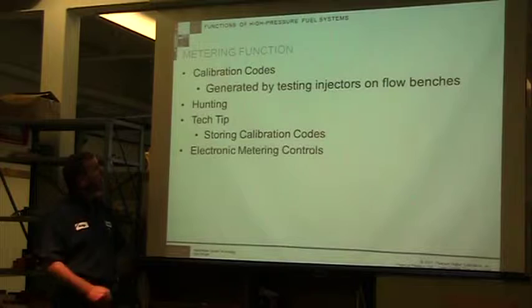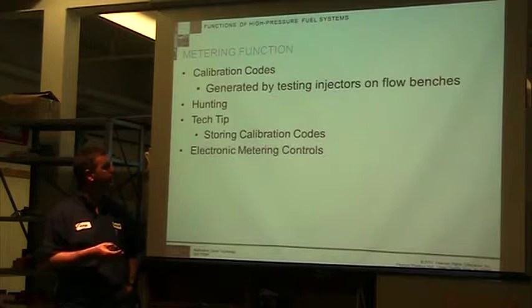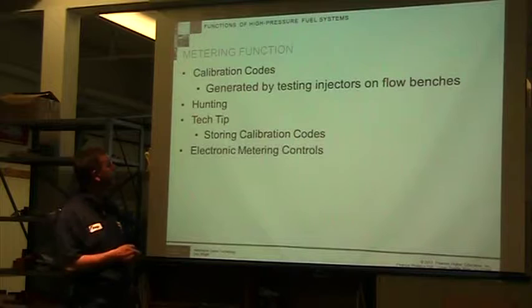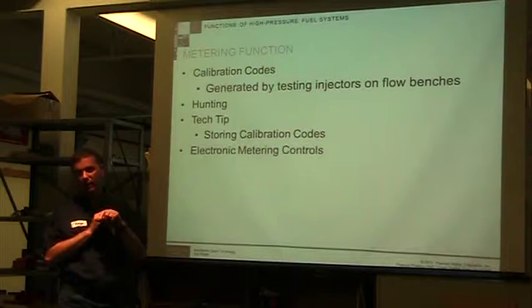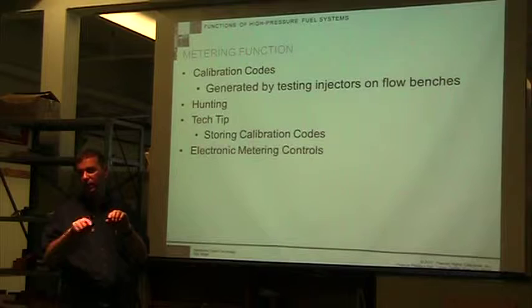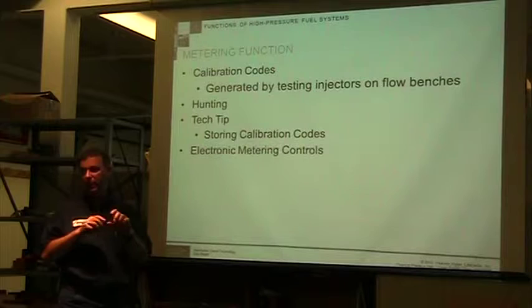Calibration codes. If you were to replace an injector, these newer systems don't let you just put the new injectors in randomly. There's going to be some sort of calibration code printed on the injector, and you'll need to go into the computer and put that code in so the computer knows how that injector is calibrated. That way it can adjust and control its fuel volume.